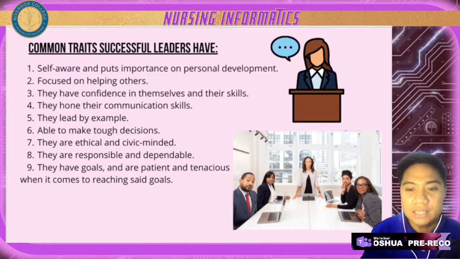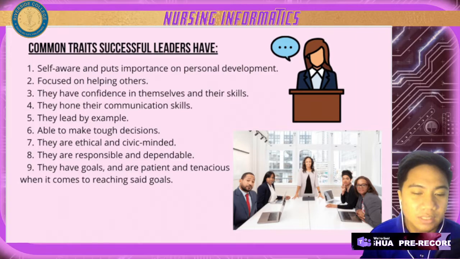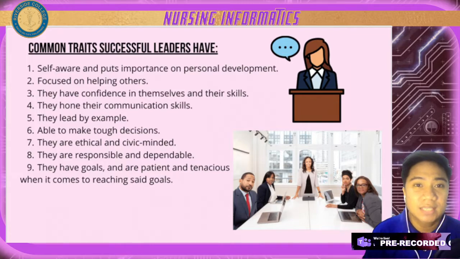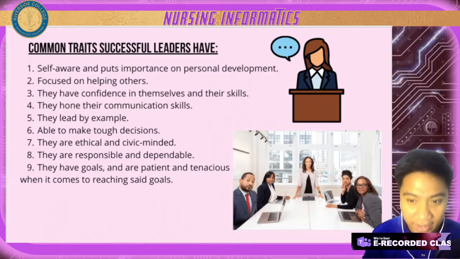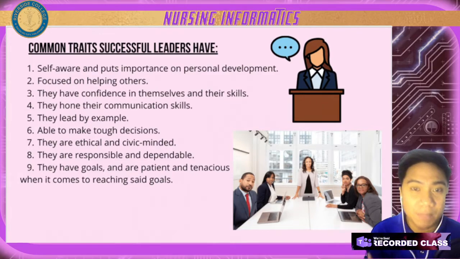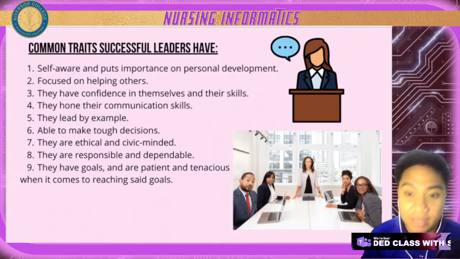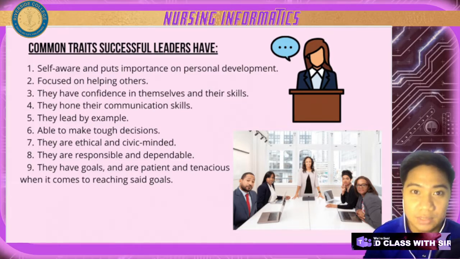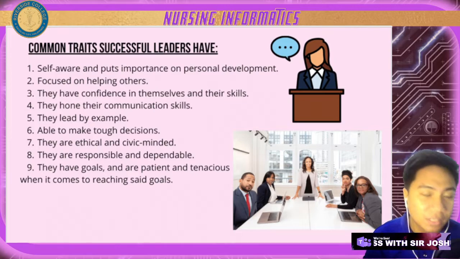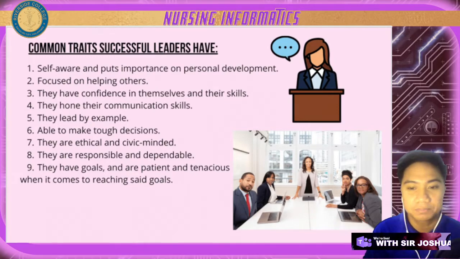Next, a leader is able to make tough decisions. Especially in the medical field, we decide for our patients' welfare. We contribute to the patient's welfare. Whatever is best for the patient, we are trying to help in the best way possible. Leaders also are ethical and civic-minded. We follow the rules and regulations within the hospitals and the oath that you took when you became a professional nurse.